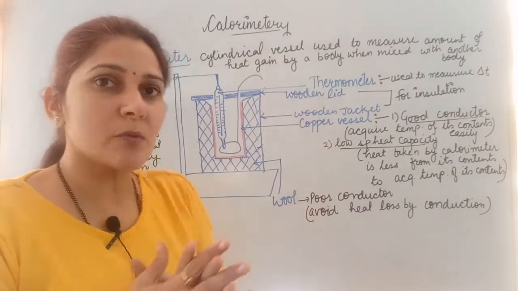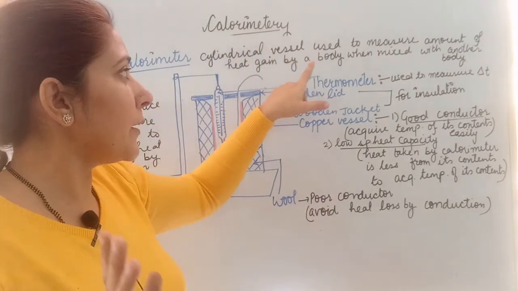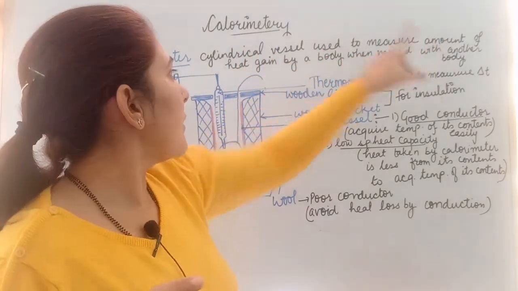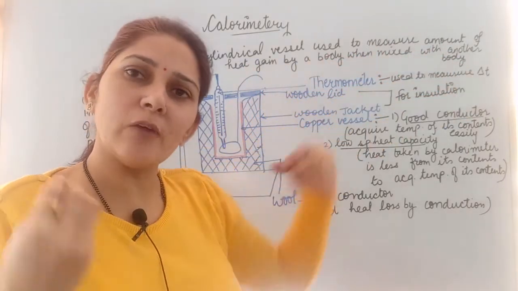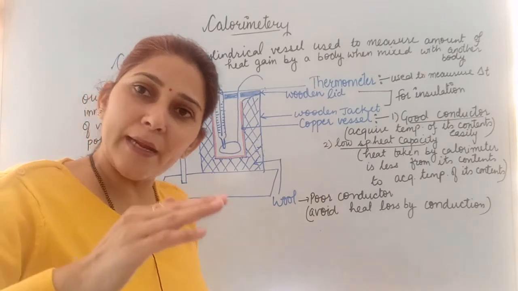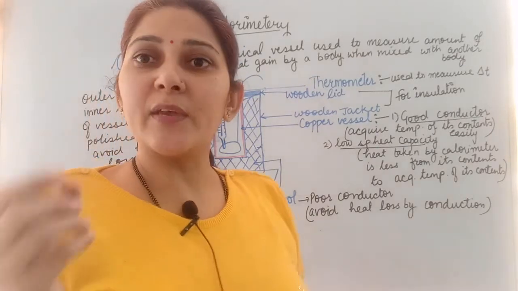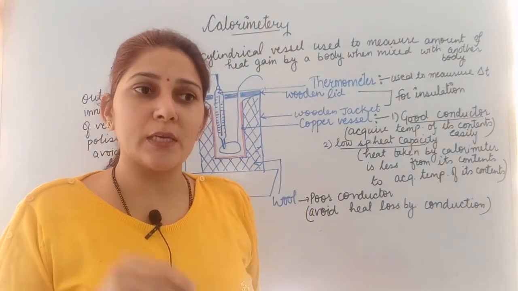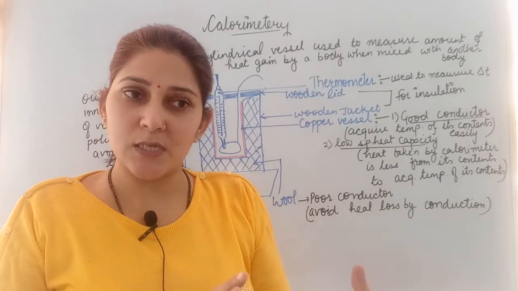So again I am just repeating it. Calorimeter, it is a cylindrical vessel which is made up of copper. It is used to measure the amount of heat gained by a body when mixed with another body. Whatever body we can have. Instead of adding ice, we can have a hot piece of iron. We can add a hot piece of iron in water. We can add a hot piece of copper in any other liquid, in any other substance.